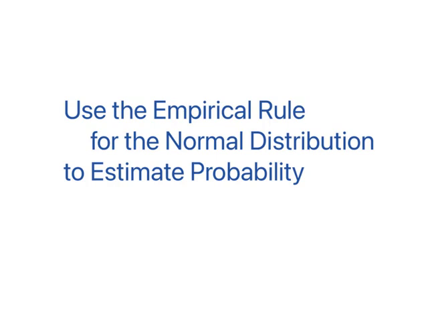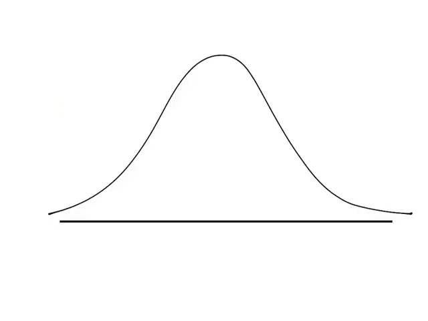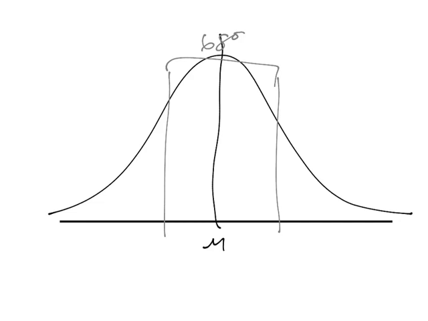Let's use the empirical rule for the normal distribution to estimate probability. Hopefully you remember a little bit about the empirical rule, but if not, the mean is in the middle. We know that 68% of data falls within one standard deviation of the mean, so that means each one of these is 34%. And this is consistent within the empirical rule.